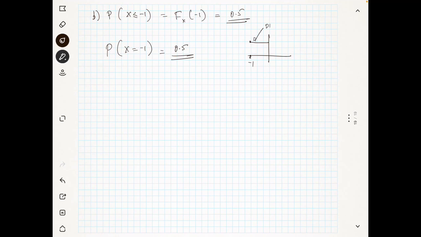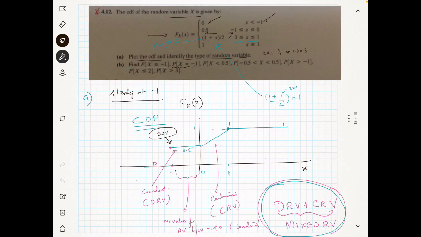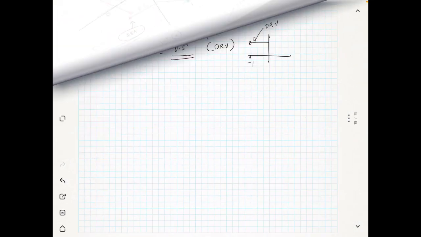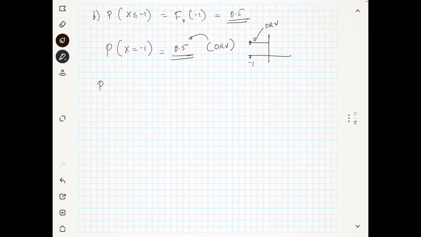So this part is a discrete random variable. For a discrete random variable at x equal to -1, we have some probability. But if it is a continuous random variable and you take a single point, that probability will be 0. Here it is a discrete random variable at this part, that's why it is having 0.5. Next, what is the probability that x is less than 0.5?